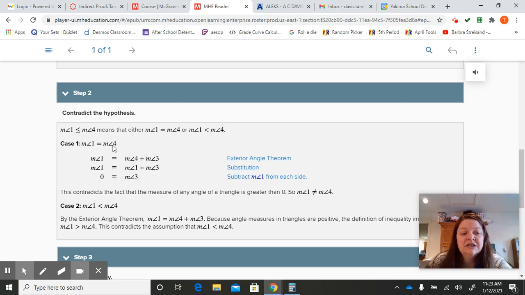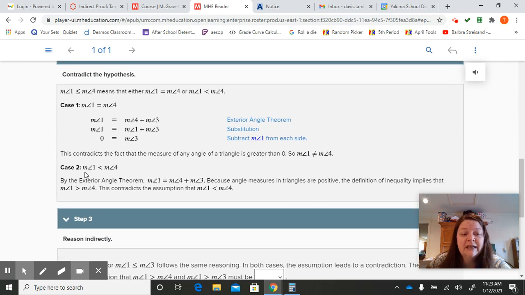And if angle 1 is equal to angle 4, then we can replace 4 with 1. So now we're saying that the measure of angle 1 equals the measure of angle 1 plus the measure of angle 3, which means that the measure of angle 3 has to be 0. Well, we know that in our triangle, none of our angles are equal to 0. So this cannot be true. This contradicts the fact that the measure of any angle of a triangle is greater than 0. So the measure of angle 1 cannot equal the measure of angle 4.